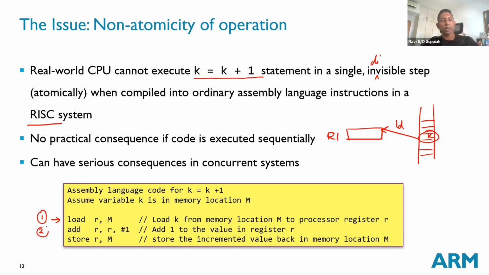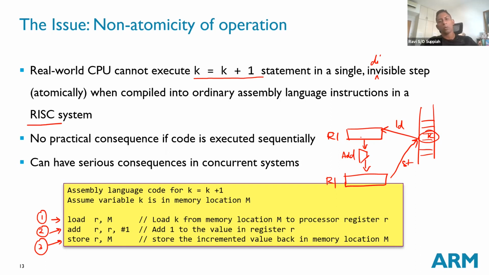The second step is where I can do whatever operation I want. I need to do the add operation, so I use the ALU to do the add and then I get the result. Usually the result is also stored in some register, could be the same register or some other register, doesn't matter. And then the last step is to do a write back, which is what we call the store operation. So a single line in C can easily translate into these three lines in assembly language.